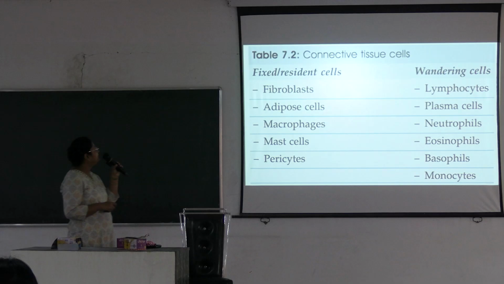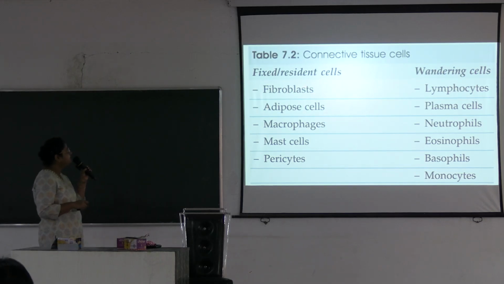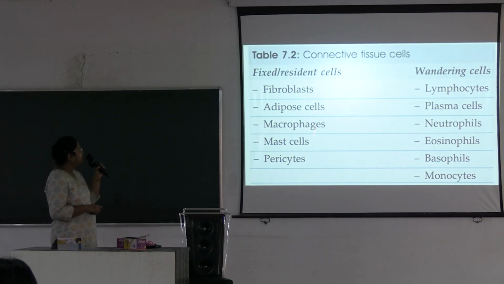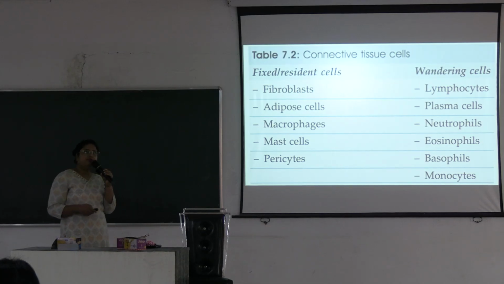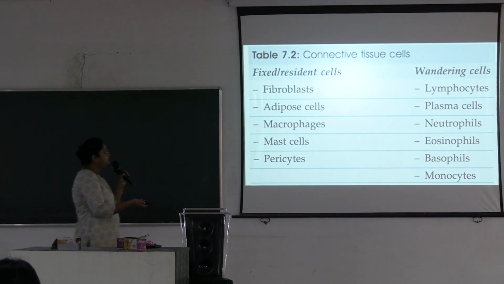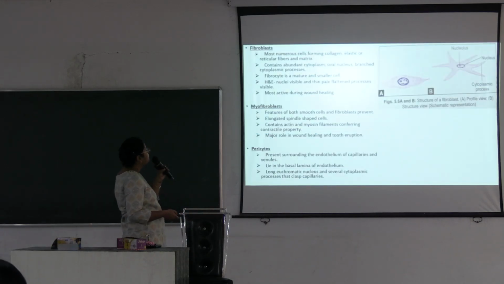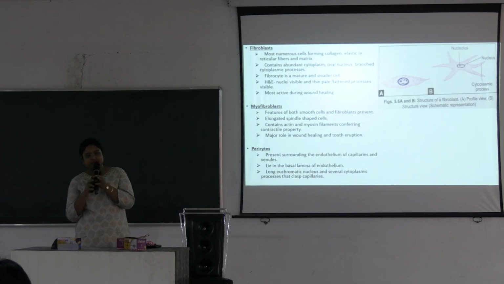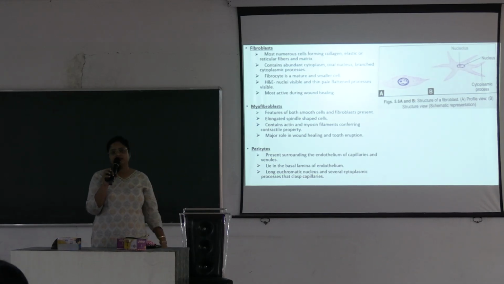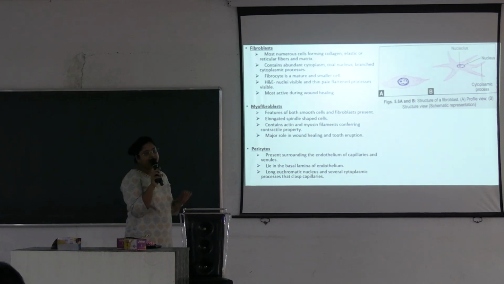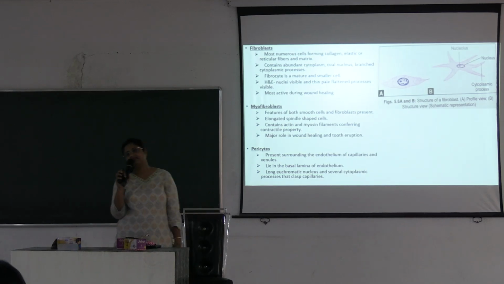So these are the cells. Fixed or resident cells are fibroblasts, adipose cells, macrophages, mast cells, and pericytes. Wandering cells are lymphocytes, plasma cells, neutrophils, eosinophils, basophils, and monocytes. Okay. Next. Okay, so in tomorrow's lecture, we will discuss the cells in detail. Cells come in your long question. Okay, that's all. Any queries till this part?